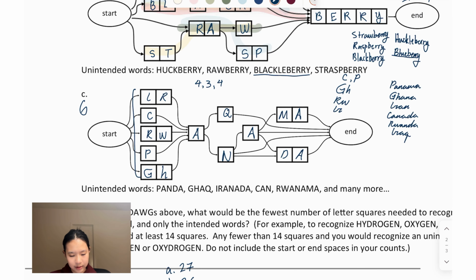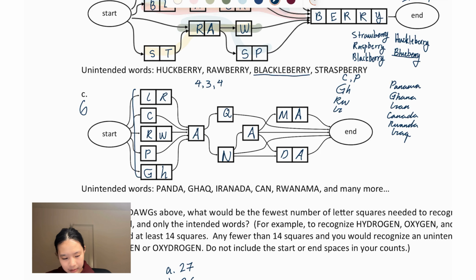Then lastly, we have the countries. So I think that it's fine for Iran and Iraq to overlap. But I feel like getting rid of the A that's universal to all of them would be better, because that eliminates the possibility of Iranada and Can.